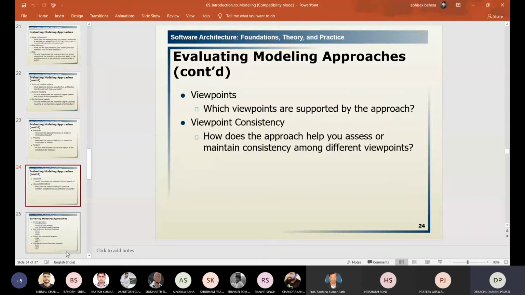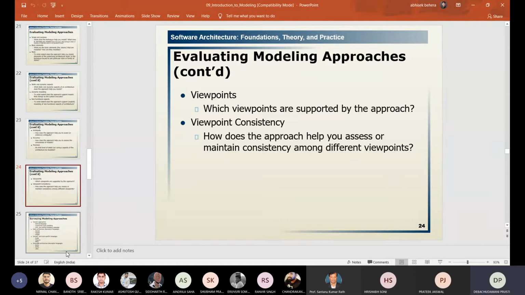Next, the viewpoints. Which viewpoints are supported by this approach? Viewpoints matter because you are designing a larger architecture, but you are not able to place the entire architecture in a single particular space. So you have to coordinate the viewpoints to combine the entire architecture. You have to evaluate how it is supported by the approach.